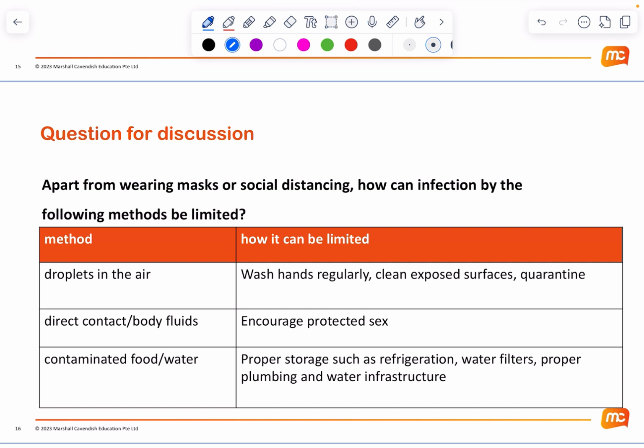Next is contamination of food. You just make sure you have proper storage in the fridge, and proper sanitation like water filtering, plumbing, and infrastructure to minimize some of this exposure. So in the extension question, if they ever ask questions related to the different modes of disease transmission, you are also required to be able to provide examples or solutions on how to minimize exposure or risk of spread.